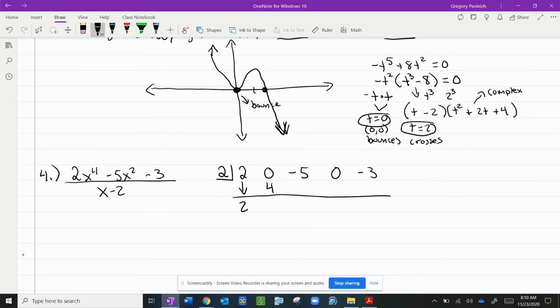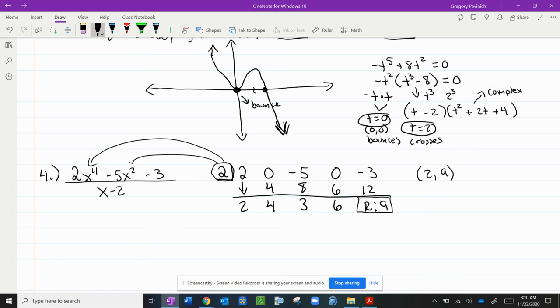Now I'm just going to multiply and add, multiply, add, multiply, and I get a remainder of 9. Now remember, this is an important thing to remember when you do synthetic division, right? This is a point. When my x is 2, my y is 9. This makes a coordinate point. So if I took this 2 and plugged it into this function, it would output the remainder 9. Okay, that's important to know.